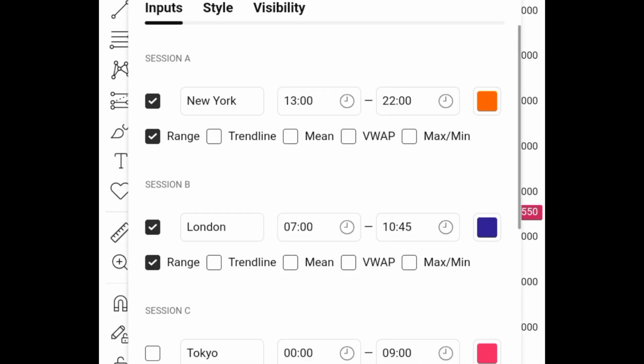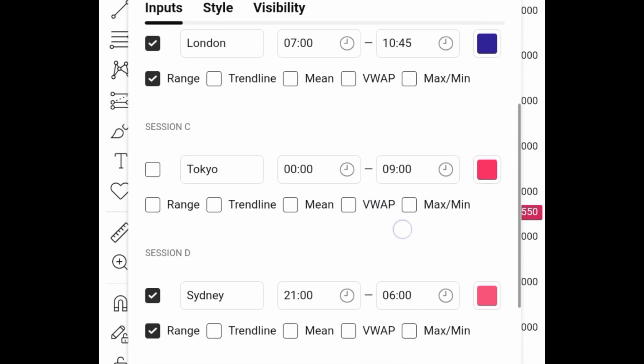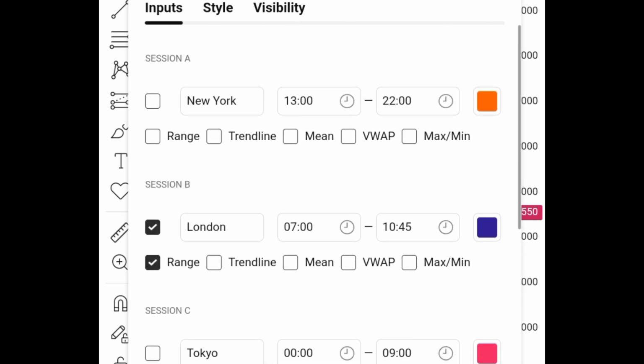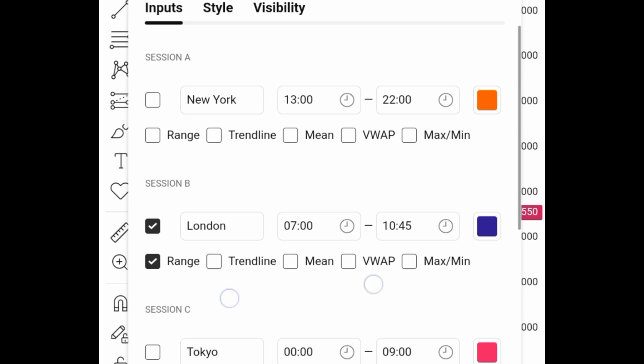So once I click on setting, this interface will open. I'm going to disable all. I'm going to disable New York. I'm not going to disable Sydney, but I'm going to disable New York. I'm not going to disable Sydney, which happens to be the Asia range indicator, so I'm not going to disable it. So all I'm going to be making use of is the London section. So this London section now, this is my setting.